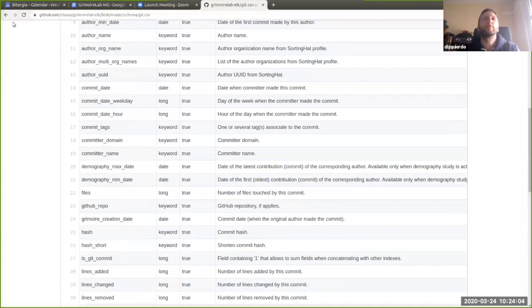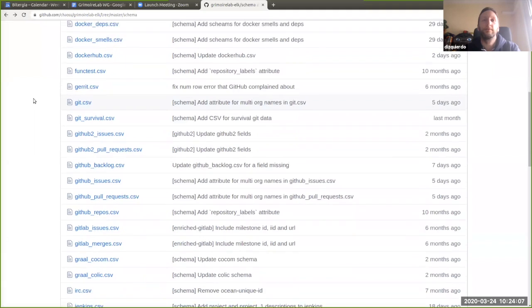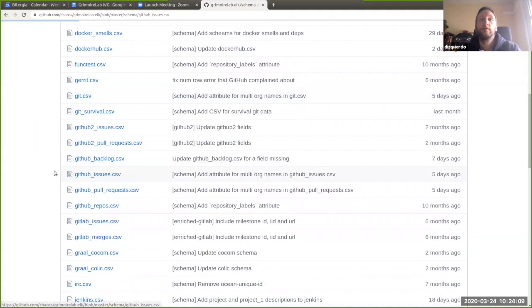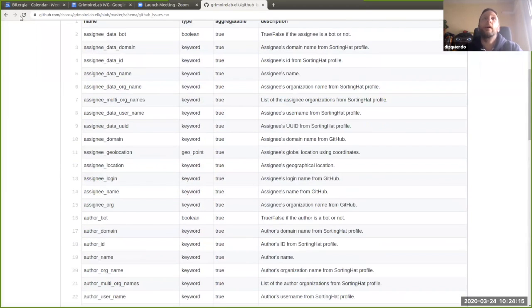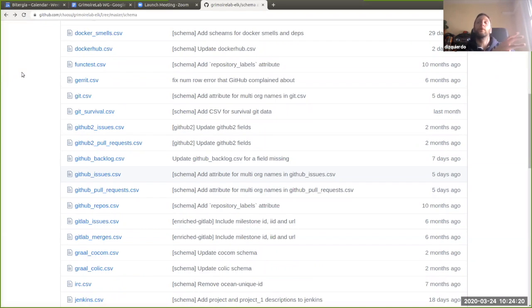And this is only for Git repositories. If you go for others, as for instance the issues you were mentioning, there is another specific CSV file with all of the information we are tracking, and these are for the enriched indexes. In GrimoireLab, we have raw indexes and enriched indexes. Raw indexes are those that contain information as it comes from the data source, but translated to JSON. And enriched indexes are those that contain this curated information with identities and certain common fields that we are interested in having across all of the indexes.